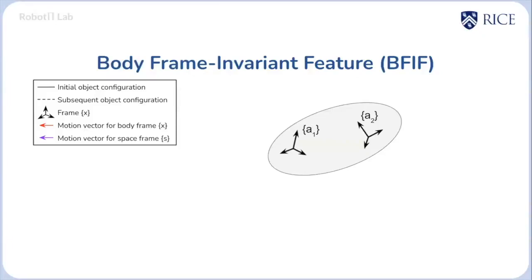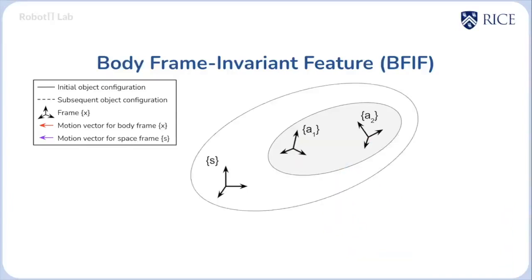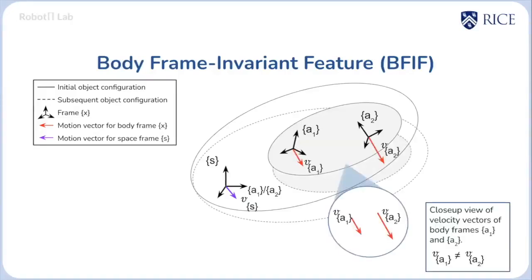Pictured is two body frames attached to an oval object. Once the oval object moves to the dashed configuration, the two body frames experience some motions that are not equal to one another. If we imagine the oval object to be infinitely large, our fixed space frame now experiences one motion while the two body frames still individually experience different motions.